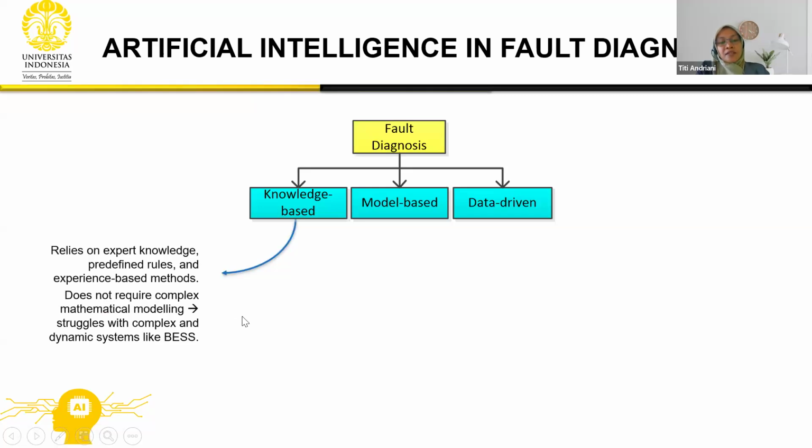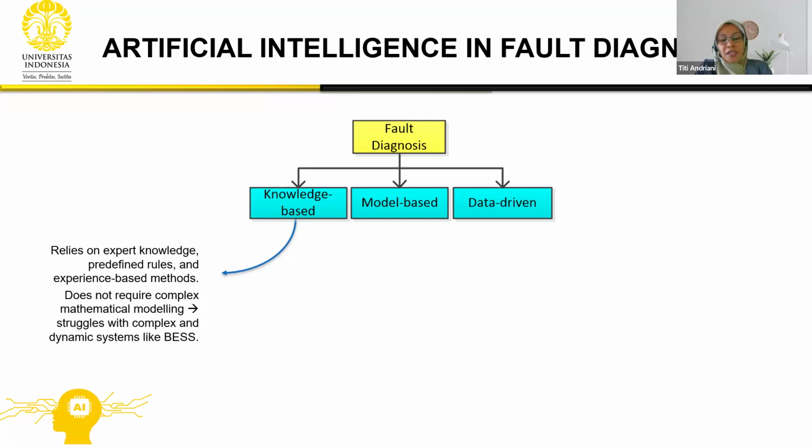In battery energy storage systems, various methodologies have been employed for diagnosing faults in battery systems. These approaches can be categorized as knowledge-based fault diagnosis, model-based fault diagnosis, and data-driven fault diagnosis. Knowledge-based fault diagnosis relies on expert knowledge, predefined rules, and experience-based methods to identify and analyze faults in BESS.